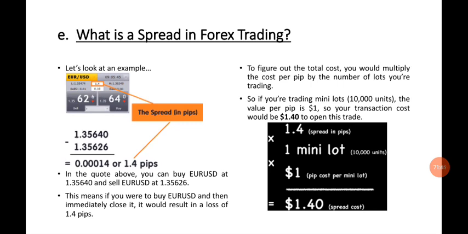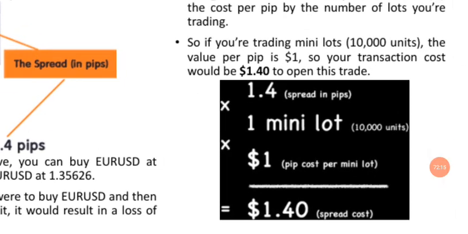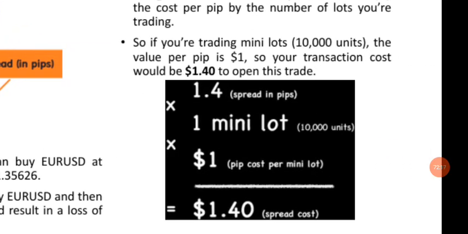So if you are trading a mini lot size, that is 10,000 units, the value per pip is $1. So your transaction cost will be $1.4 to open this trade. This is how we calculated it. Your pip spread of 1.4 times your 1 mini lot size, which is $1 per pip, so $1 times 1.4 will give you $1.4, which is your spread cost. Let me zoom in so you can see the calculations well.